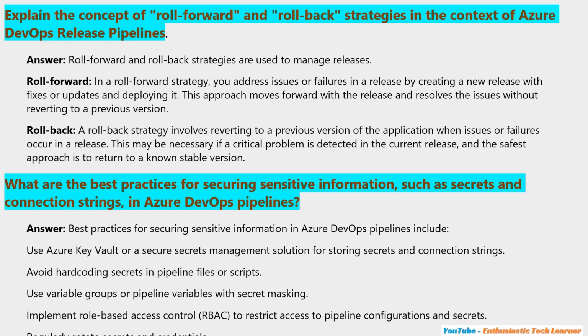What are the best practices for securing sensitive information such as secrets and connection strings in Azure DevOps pipelines? Answer: Best practices include: use Azure Key Vault or a secure secrets management solution for storing secrets and connection strings. Avoid hard-coding secrets in pipeline files or scripts. Use variable groups or pipeline variables with secret masking. Implement role-based access control, RBAC, to restrict access to pipeline configurations and secrets. Regularly rotate secrets and credentials.